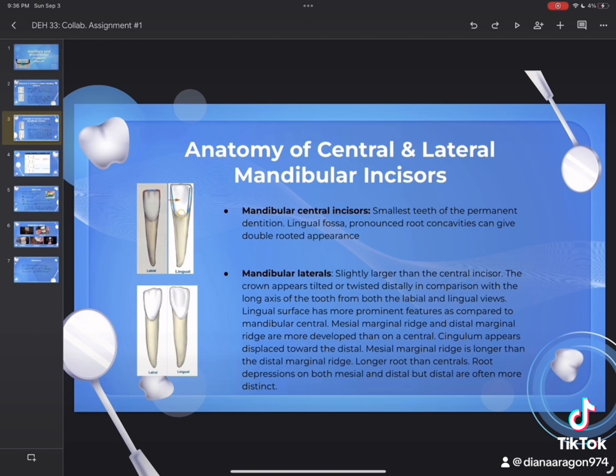The mesial marginal ridge and distal marginal ridge are more developed than on a central. The cingulum appears displaced toward the distal. The mesial marginal ridge is longer than the distal marginal ridge, with a longer root than the centrals. Root impressions are on both mesial and distal, but distal are often more distinct.